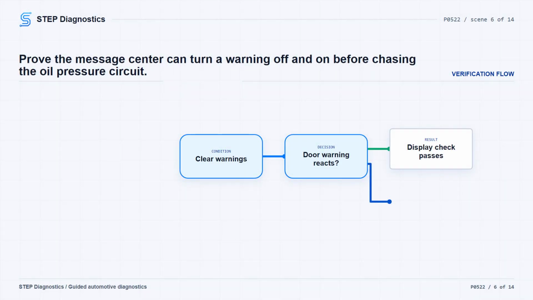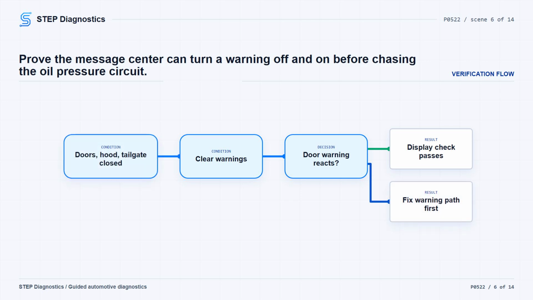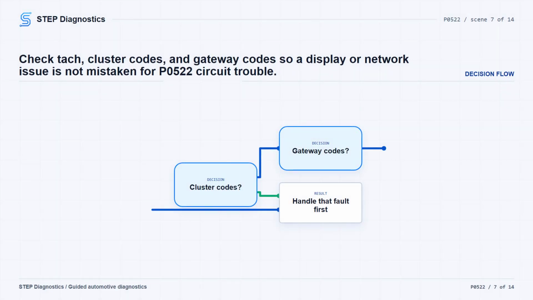If the PCM self-test does not give you a code path, check the message center operation next. Key on, close the doors, hood, and tailgate, clear the message center warnings, and watch the door ajar warning indicator. Open the driver door, clear the pop-up, and make sure the indicator is off with the door closed and on with the door open. If it does not respond correctly, stop and diagnose the warning indicator path before going after the oil pressure circuit. If it passes, start the engine and confirm the tachometer works.